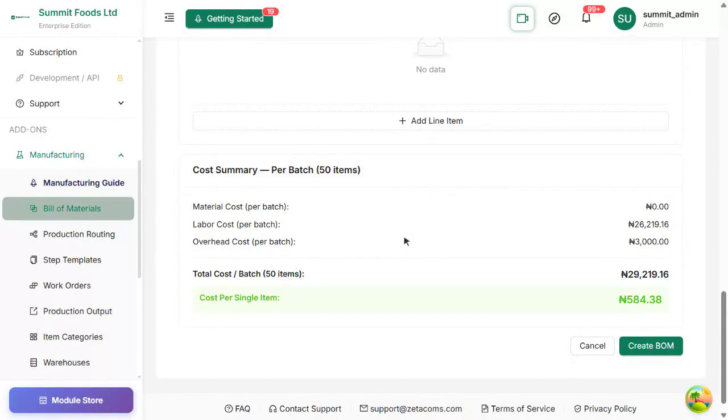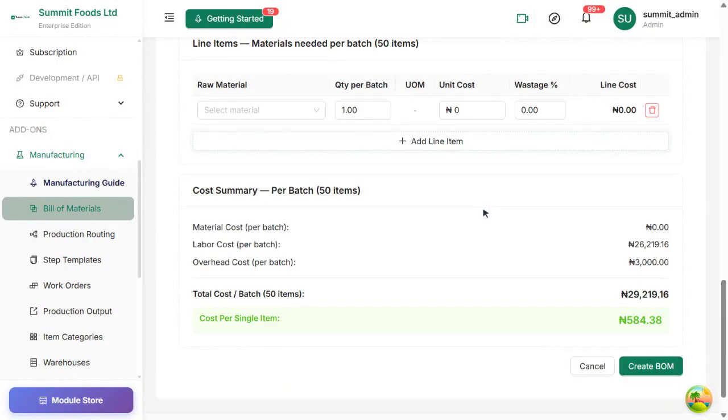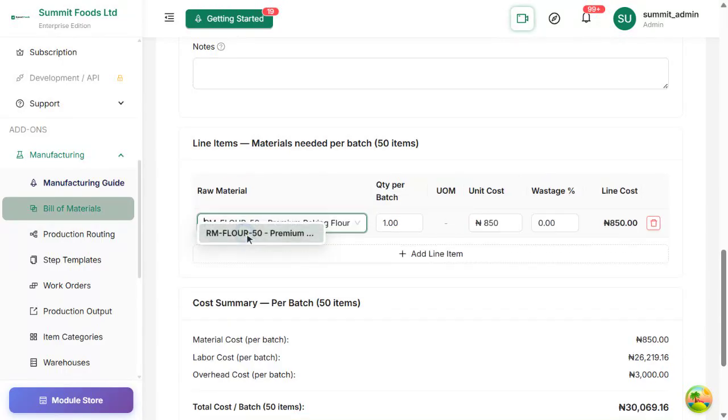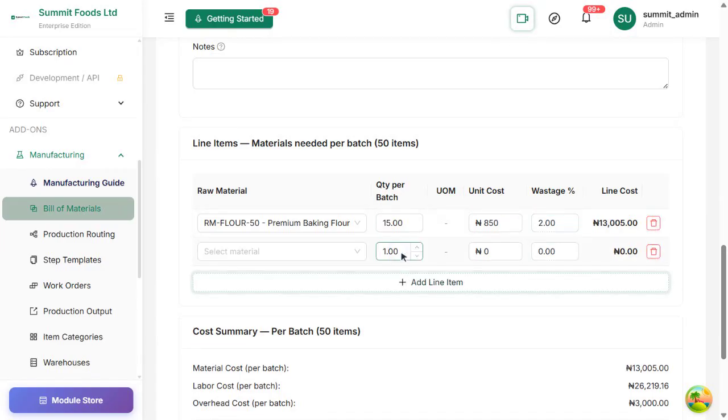Now the materials that go into one batch of 50 loaves. We add each ingredient, its quantity, and any wastage. ZetaFisc pulls each material's unit cost straight from inventory.